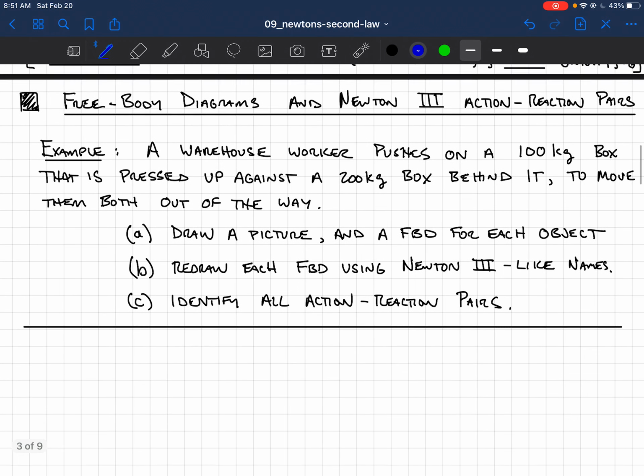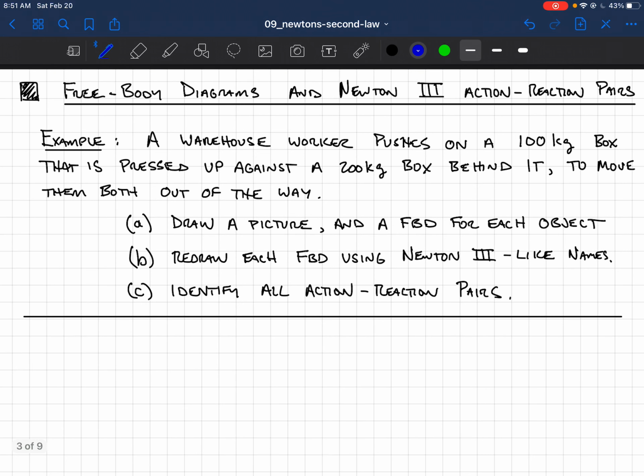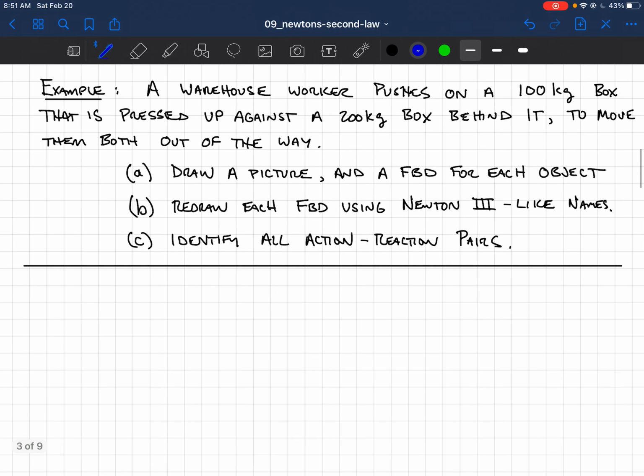Okay, so this is a preliminary example just to draw out some free body diagrams before we actually use them in the context of Newton's second law. And I want to take this opportunity to talk about Newton's third law pairs again, just to show a few things about that. So we have a worker in a warehouse pushing on a 100-kilogram box, but that 100-kilogram box is pushed up against a 200-kilogram box behind it, and they're trying to move them back out of the way.